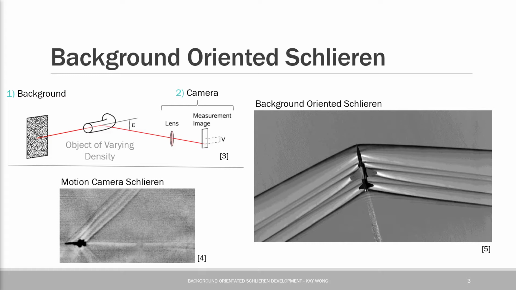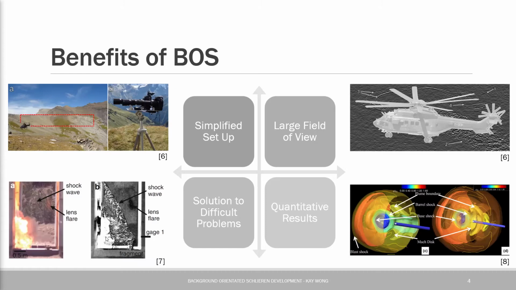The 1994 experiment with motion camera Schlieren could not capture the change in density equivalent to the clarity of BOS. Starting in the early 2000s, this relatively new technique has been explored in various fields.